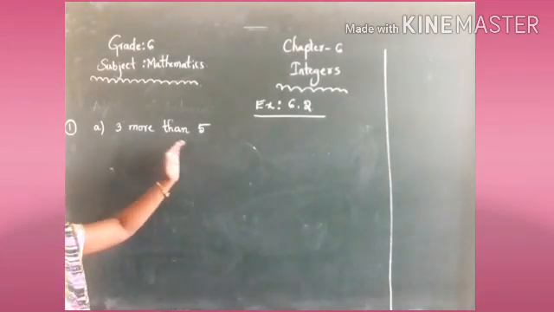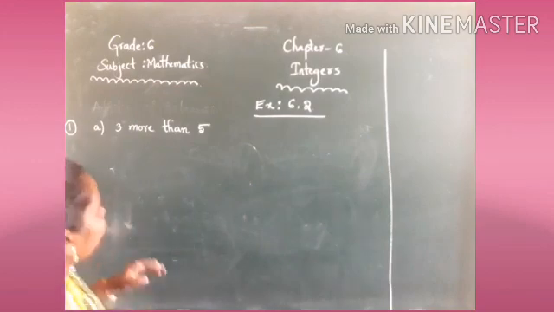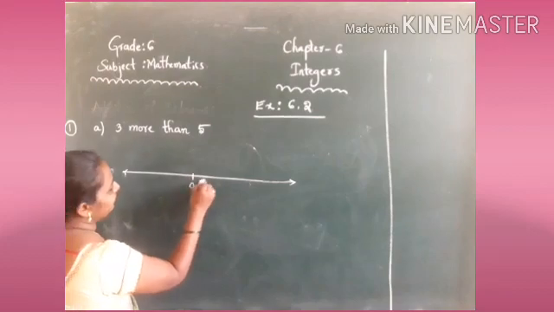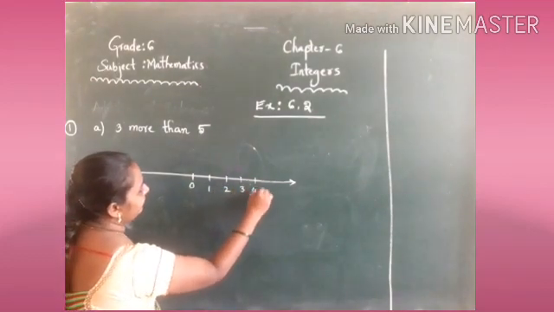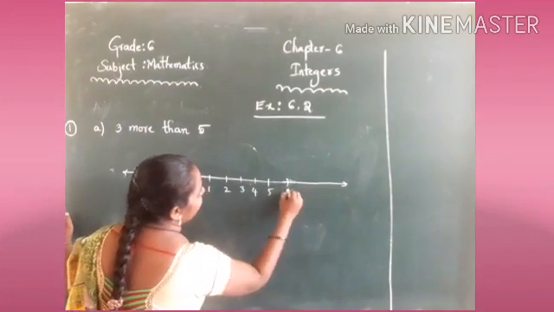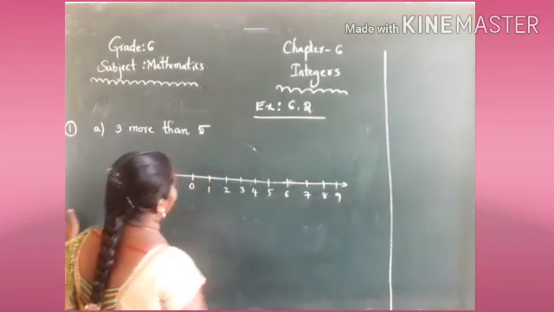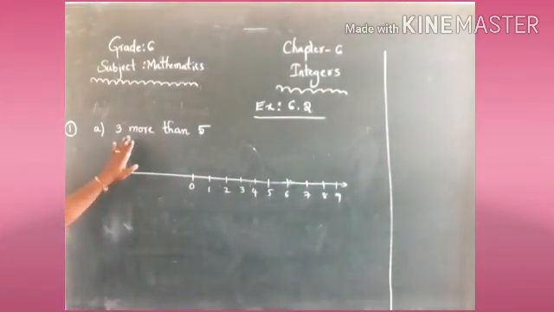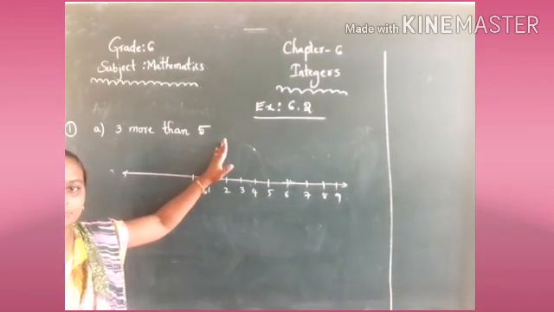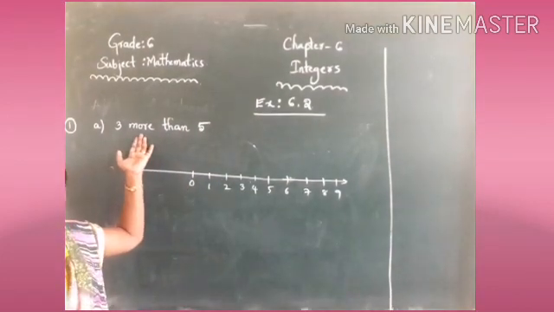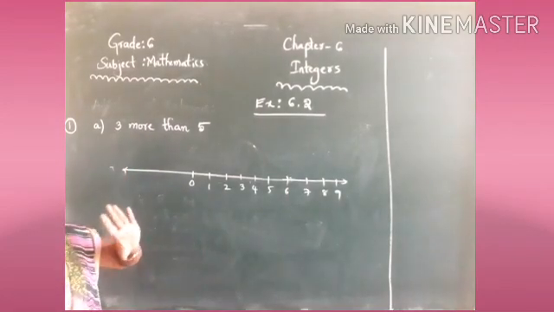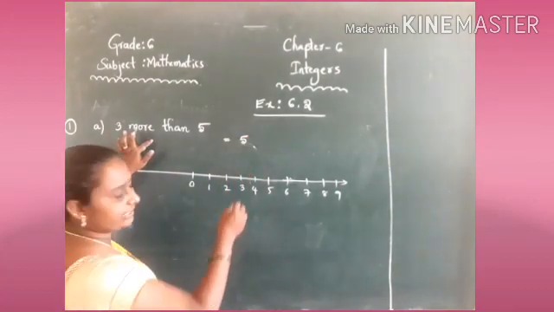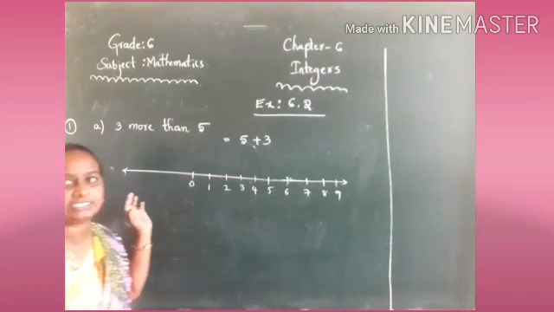See here, 3 more than 5. First, we have to draw the line. So here 0, 1, 2, 3, 4, 5, 6, 7, 8, 9. Now I have taken all positive integers on the number line. Observe here, 3 more than 5. How many more? 3 more. That means you have to start here at 5. 3 more means plus 3.